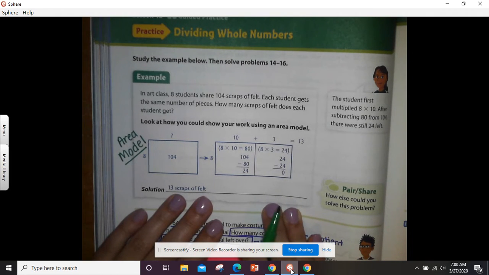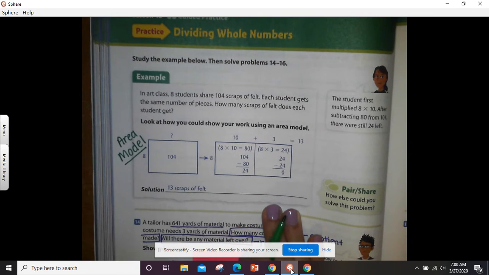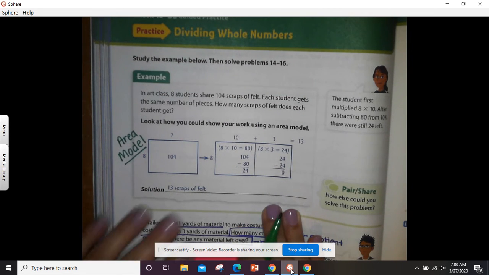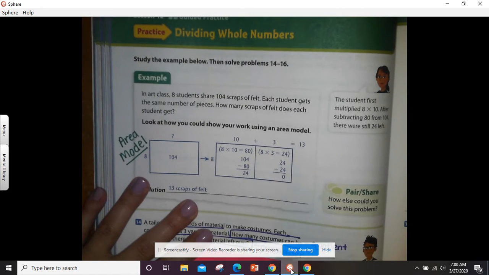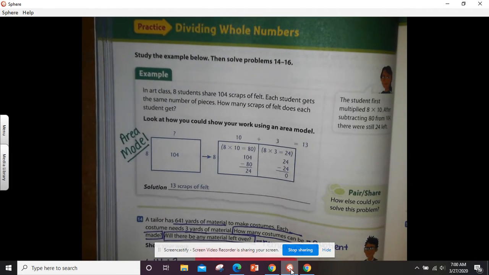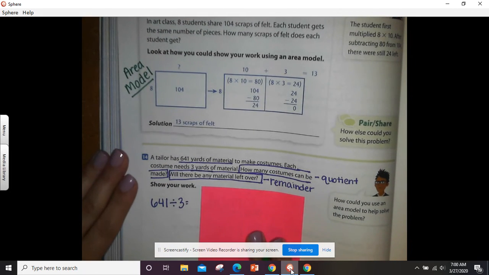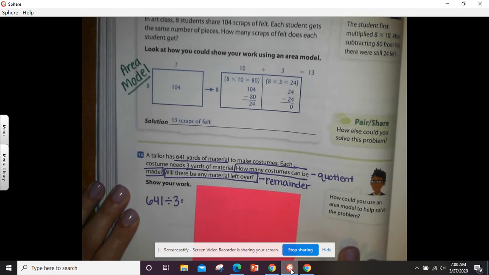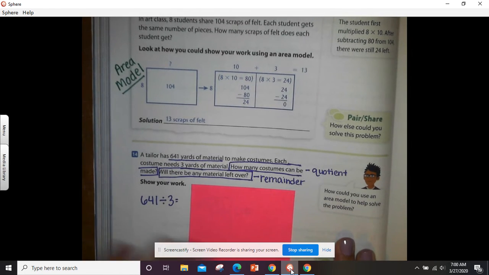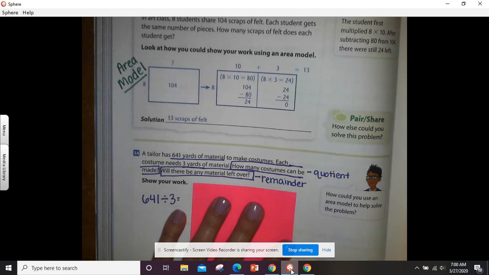All right, so hopefully you have a good refresher of that strategy. I know a lot of you liked that strategy. Since you have such a great example here, on the next problem, I'm going to remind you how to use that partial quotient strategy. So let's take a look at number 14 on the bottom of page 128. It says, a tailor has 641 yards of material to make costumes, and each costume will need 3 yards of material. How many costumes can be made, and will there be any material left over?